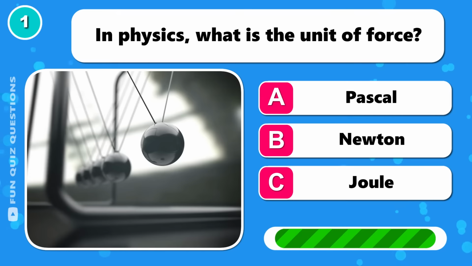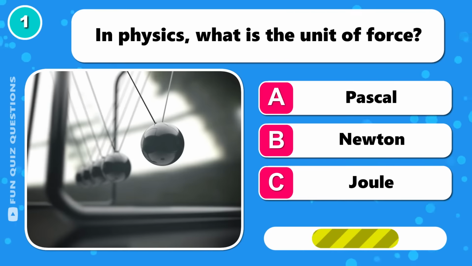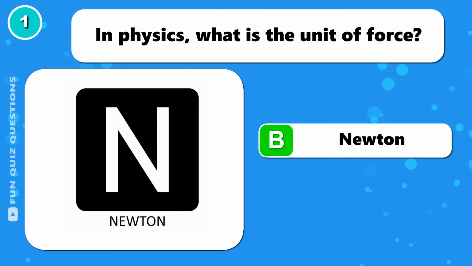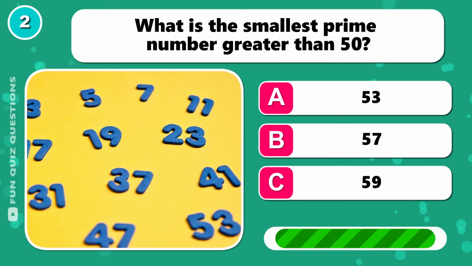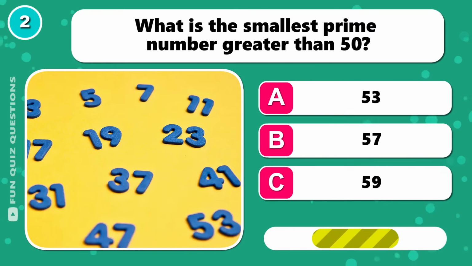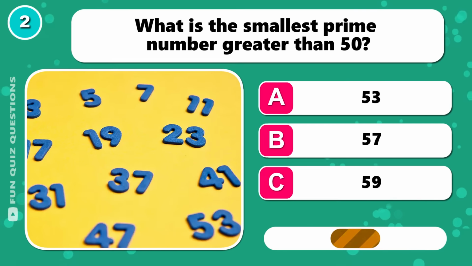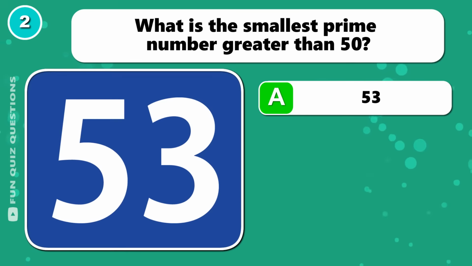In physics, what is the unit of force? It's B, Newton. What is the smallest prime number greater than 50? Yeah, it's A, 53.